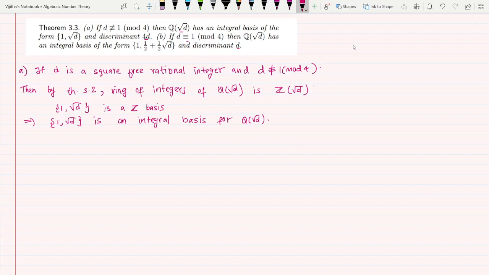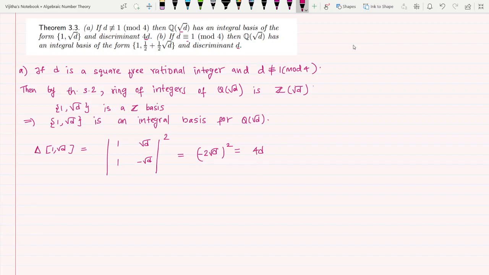Using the formula, we have discriminant of 1 comma root D equal to the determinant of sigma i of alpha j, whole square. Okay, so here you know quadratic field, so it is of degree 2. So we have 1, root D, 1, minus root D, whole square. So if you simplify this, you will get minus 2 root D whole square. So it is nothing but 4D.